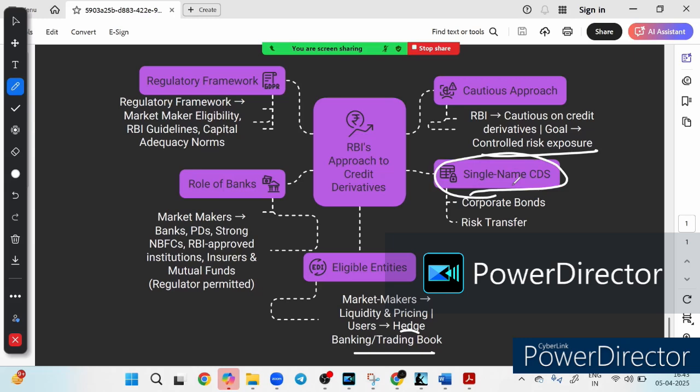One of the key credit derivative products in India is the single name CDS, that is called single name credit default swap. What is it used for? It is used for corporate bonds, meaning hedging against default. It is used for risk transfer, which means it allows investors to shift credit risk efficiently. So RBI has carefully structured the credit derivative market to ensure stability, to ensure risk management, to ensure limited exposure.